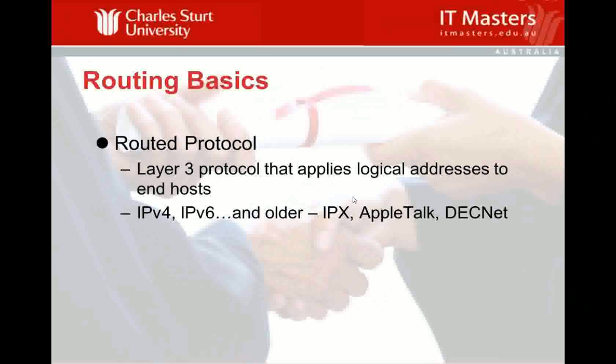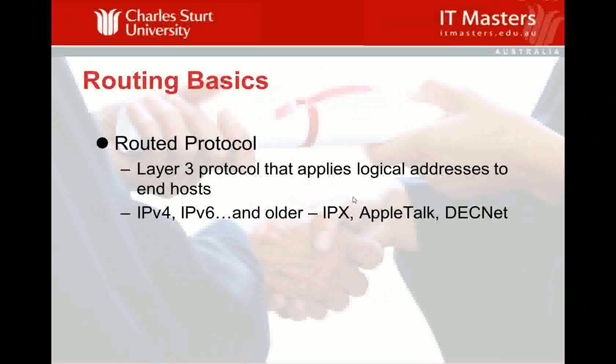Okay, so a routed protocol is a layer 3 protocol that applies logical addressing to end hosts. Examples are IPv4, IPv6, and for the older people floating around, IPX, AppleTalk, DECnet, Apollo, Vines, you name it. All those sorts of protocols are routed protocols. So they are protocols that can be routed. They apply addresses to particular hosts and they are used to route traffic backwards and forwards.